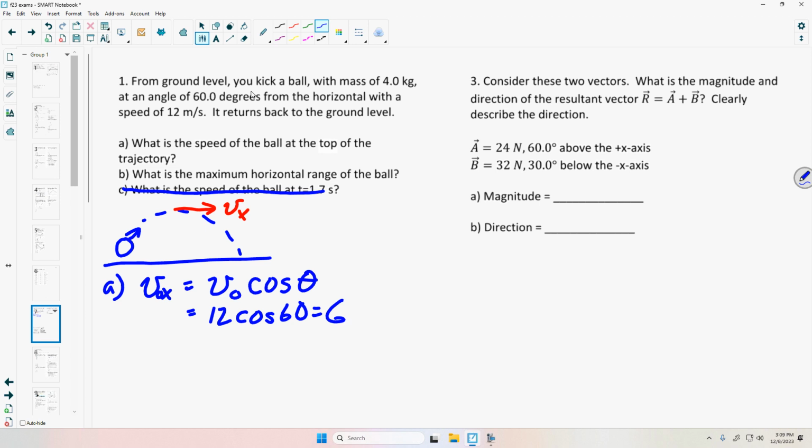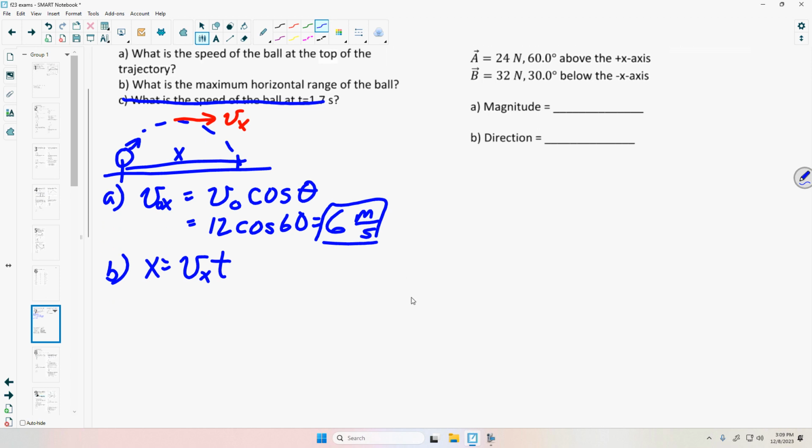That is equal to 6 meters per second. So that's the answer for the first one, just the x component of the velocity. And then for part B, I want to know the range. I want to know the distance to go from here to here. I know that x is equal to Vx times t. I already have the x component of the velocity, that's 6 meters per second. So now I need to find the time.